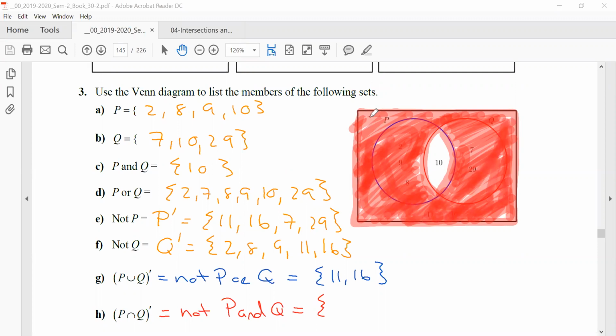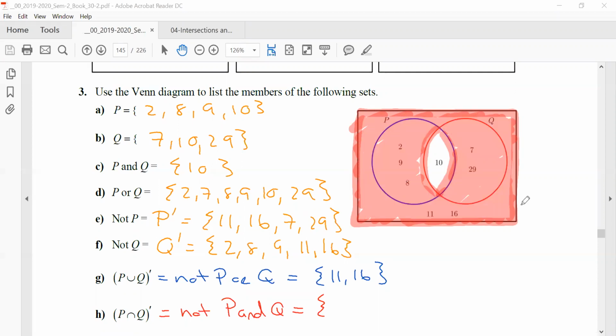Look at that. Boom. So just one element, whatever 10 represented in the sets P and Q. So again, draw Venn diagrams, shade them. If you have to draw the same Venn diagram a couple times because of your shading, that's okay, do it.